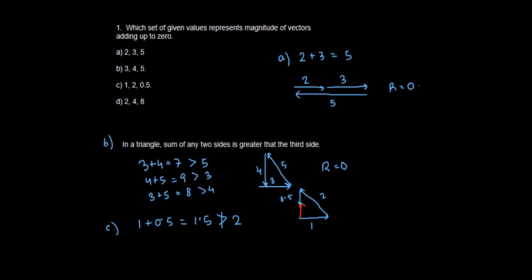Now let us see option D. In option D, you can see 2 plus 4 is equal to 6, and this is not greater than 8. If any two sides add up to a number not greater than the third side, it cannot form a closed triangle. So what it means is that this can add up to 0, this can also add up to 0, but this cannot add up to 0, and this cannot add up to 0.